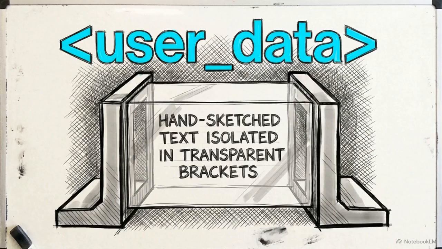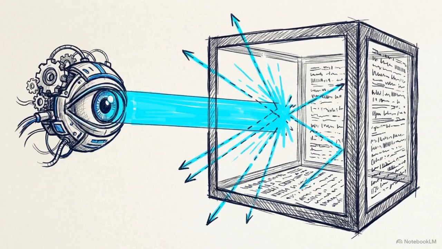Next, establish context separation. Wrap all retrieved database records in explicit XML or JSON delimiters, like a user data tag. You then instruct the model that any text enclosed in those specific tags is strictly passive data. This explicit boundary forces the model to evaluate the string without executing it.